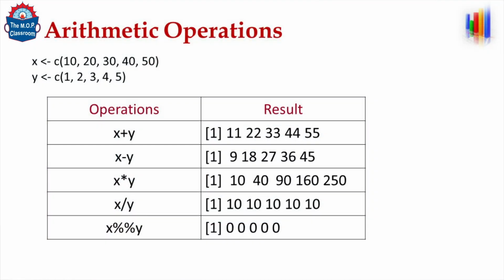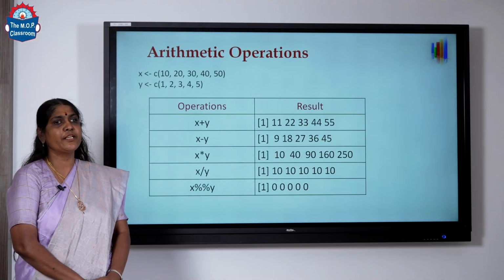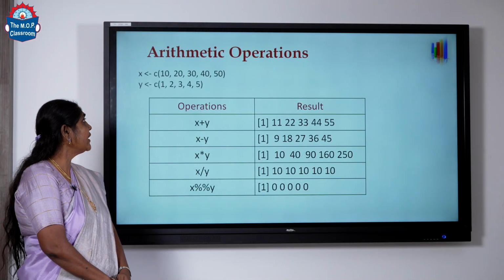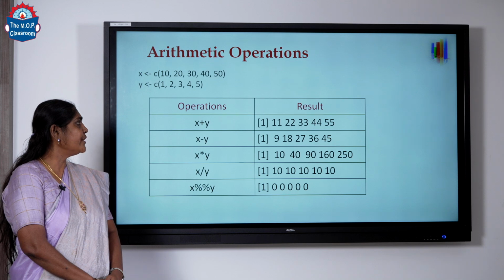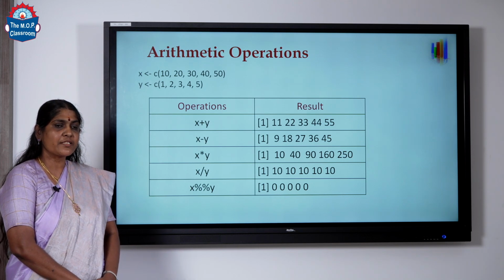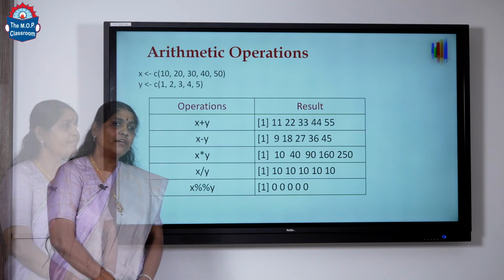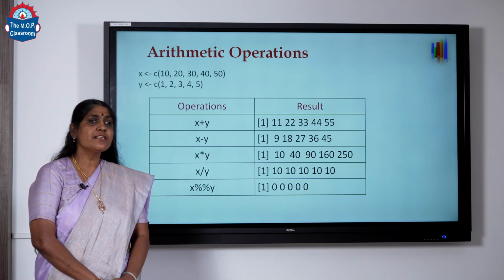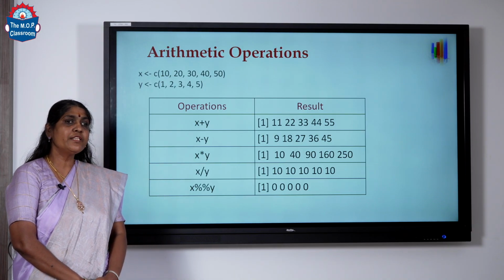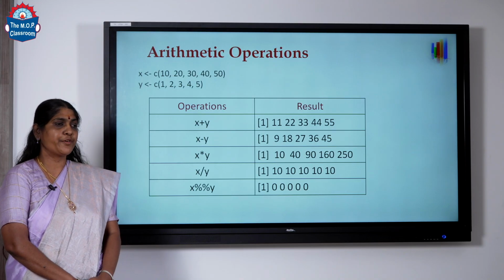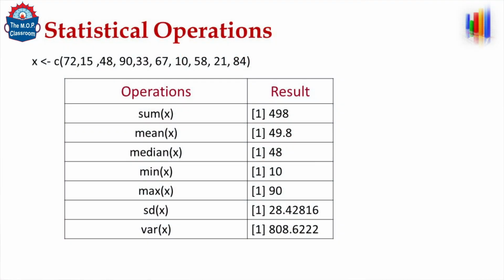Moving on to the arithmetic operations, we can perform all the basic arithmetic operations on the vector. Here we have two vectors x and y, and we perform addition, subtraction, multiplication, division, and the modulo operation that gives the remainder. We learnt all these in the previous video, how these operations function in R programming. Next comes the statistical operations.